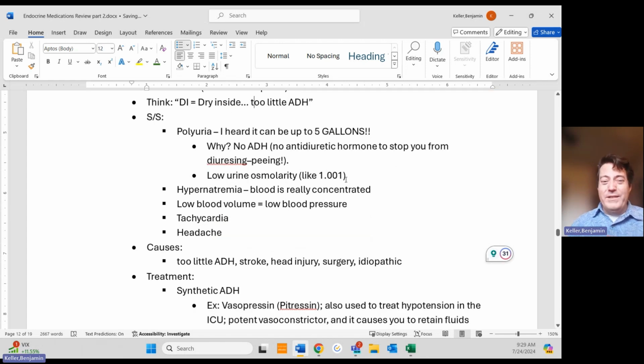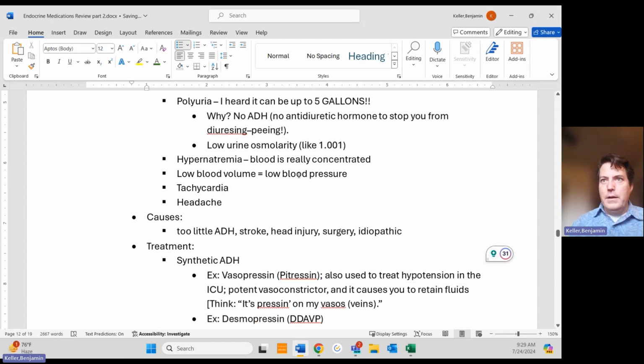You're going to end up with low urine osmolality. It's going to be like 1.001, 1.003. Pure water is 1.0, just to give you an idea. So it's basically pure water. It's very little anything in it because they just peed out everything.